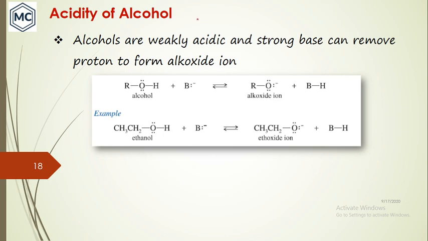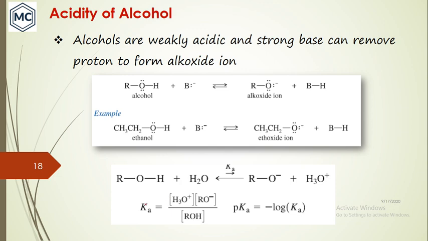Next, some properties of alcohol. We will learn the acidity of alcohol. Alcohols are weakly acidic, and in the presence of a strong base, a proton is removed to form the alkoxide ion. This is an equilibrium. For example, ethanol, in the presence of base, forms ethoxide. This is the Ka, the equilibrium constant. The equation for the equilibrium constant is tabulated here, and pKa is minus log Ka.